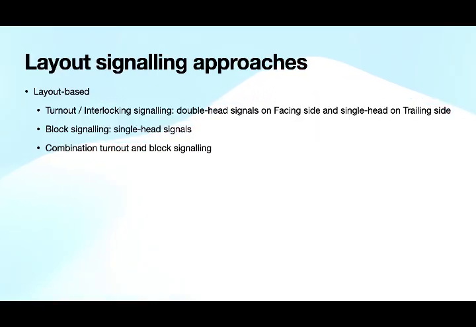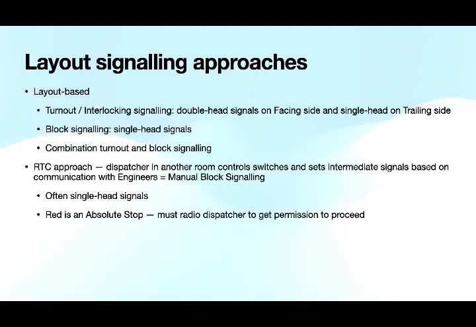Well, layout signaling approaches. The simplest one here would be maybe a layout-based one, starting with turnout signaling. And this can be controlled through the single pole double throw switches, usually part of switch machines. And there's block signaling and a combination turnout and block signaling.